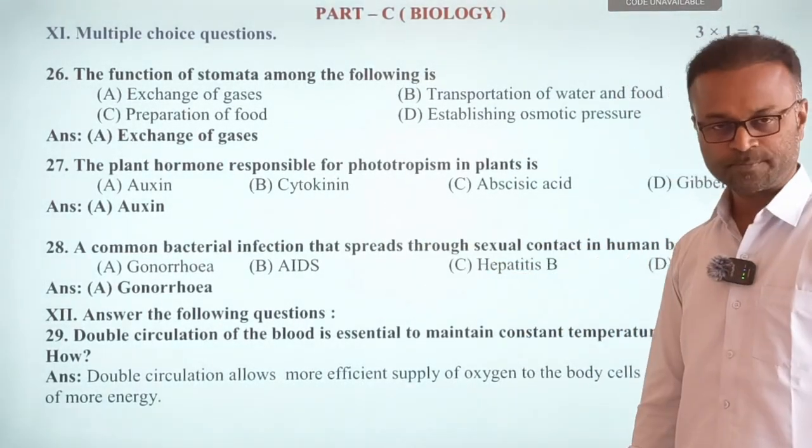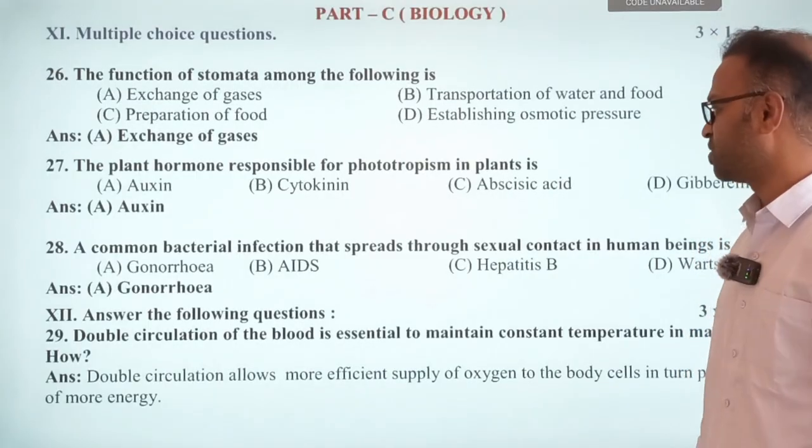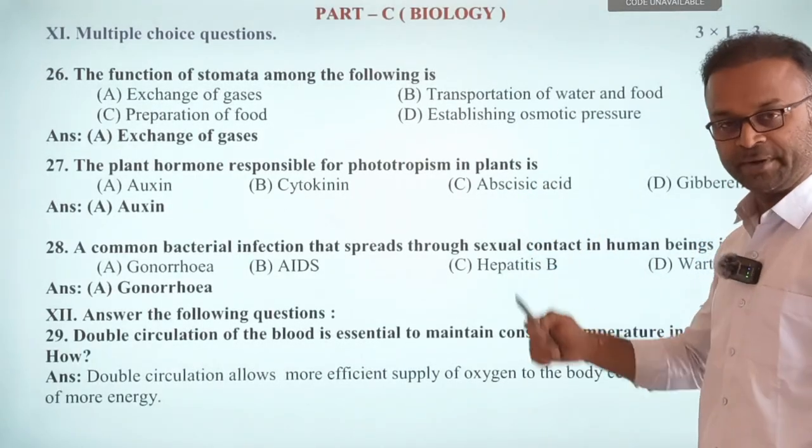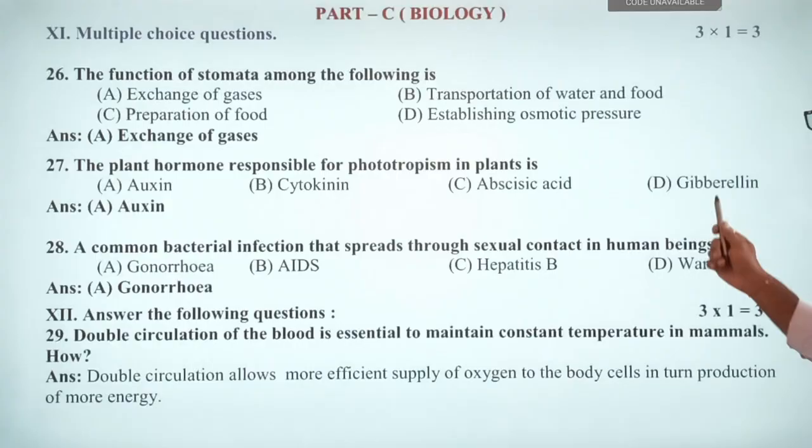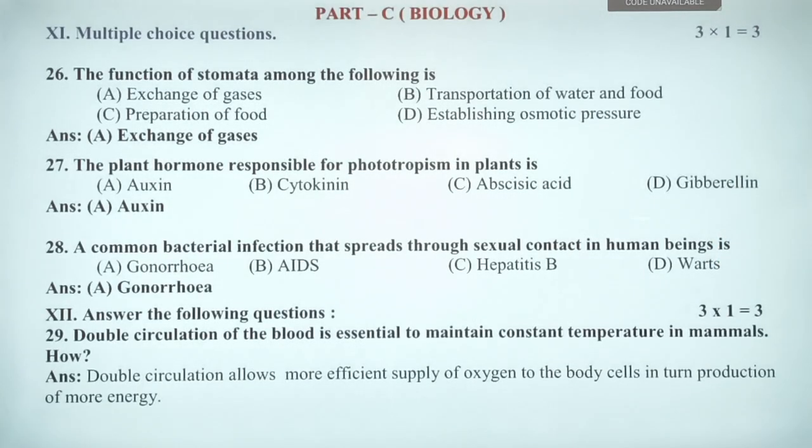Cytokinin, rapid cell division, seeds and fruits and all. Abscisic acid, growth inhibitor, wilting, shedding of leaves and all. Gibberellin, stem elongation and the leaf expansion.